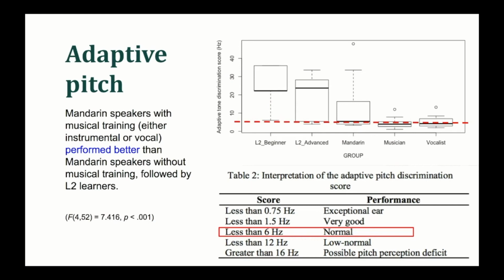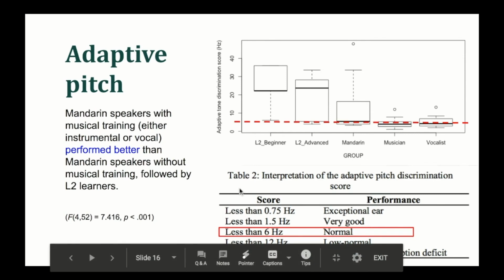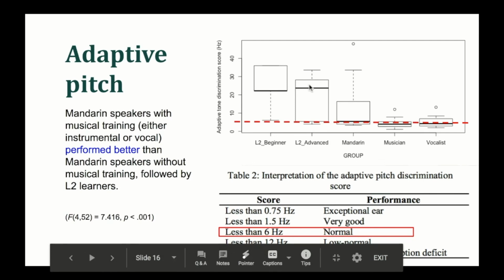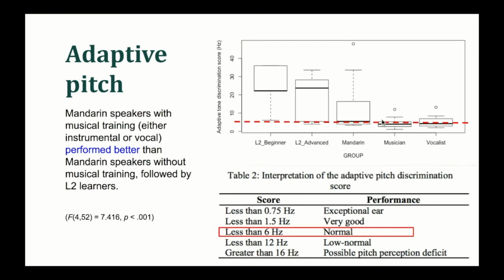And in the second task, Mandel provided an interpretation, which is a snapshot in Table 2. As you can see, if you had less than 66 Hz, then you were above normal. The data was from 11,000 subjects. And back to our own data, again, we found the same pattern. Mandarin speakers with musical training, either instrumental or vocal, performed better than Mandarin speakers without any musical training, followed by L2 learners.